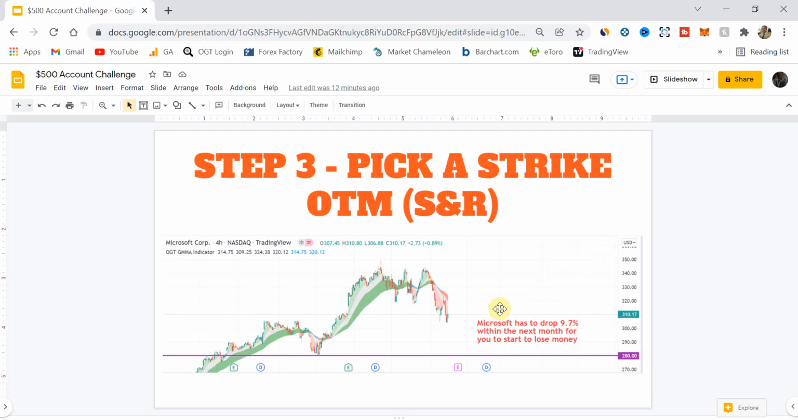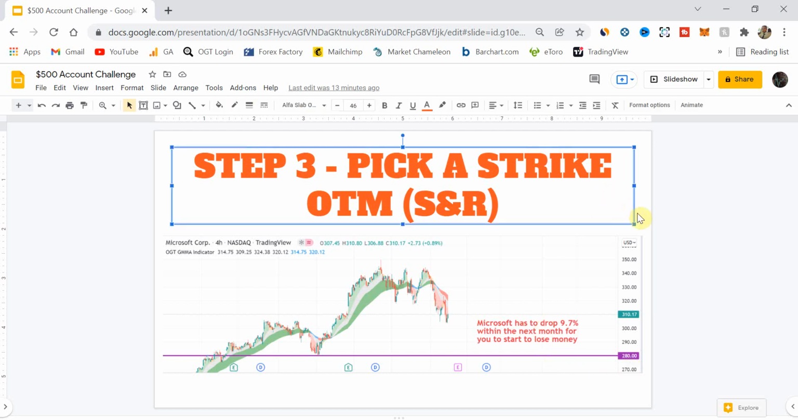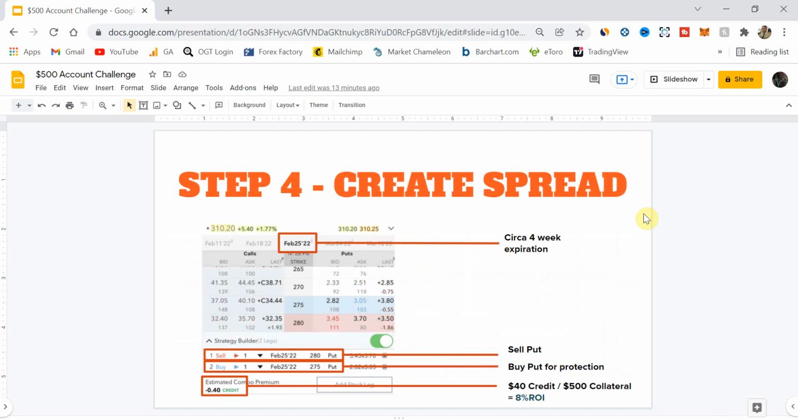So again, we're picking a fairly safe strike, in my opinion. Not to say it can't go down to $280. So once we've got the strike, what we want to do is head into your platform, and this is just a screenshot of the Interactive Brokers options chain for Microsoft. And again, I'll just walk you through how this position is built.